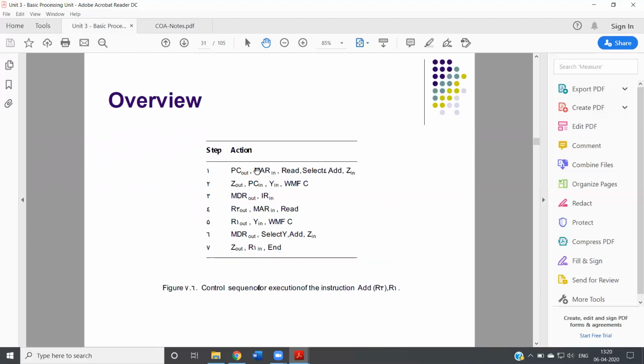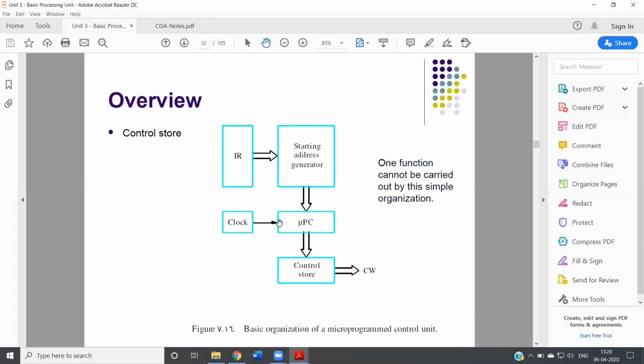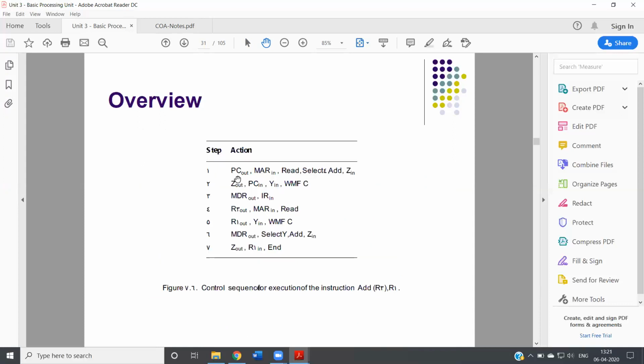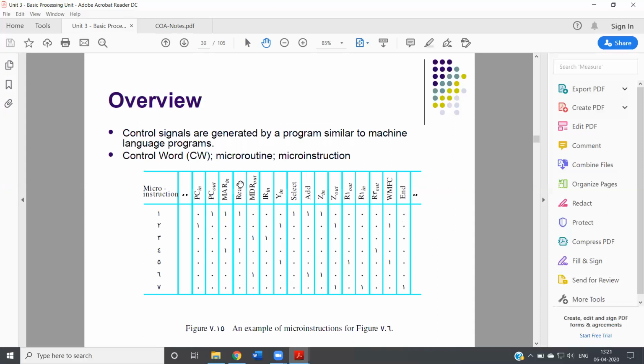So whatever is written over here is for the first control word. For the second one, Z out, PC in, Y in, WMFC. So I will use the same over here: PC in, Y in, Z out, WMFC. Only those control signals are selected, the others remain 0. Similarly, for each of these micro instructions, the control signals can be generated. Each row represents one micro instruction.